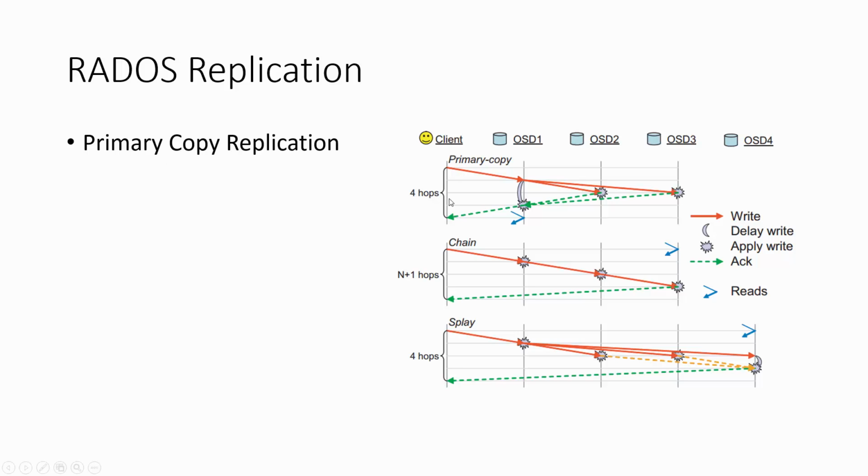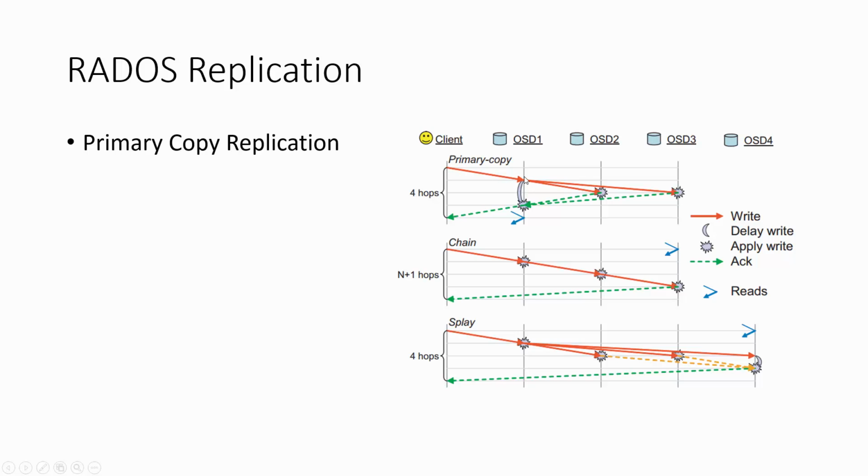So if you look at the image here, we have the client and we have the individual object storage daemons 1 through 4, and they are indicated on different parts of the x-axis, and the x-axis essentially represents the flow of messages, while the y-axis denotes the amount of time or the amount of network hops it takes to respond to a request. In primary copy replication, the client will send the object to the first object storage daemon, OSD. That takes 1 hop.